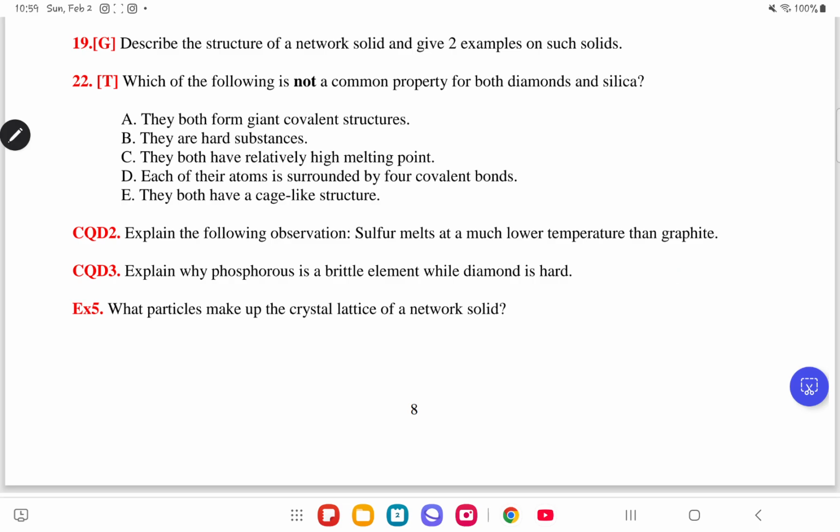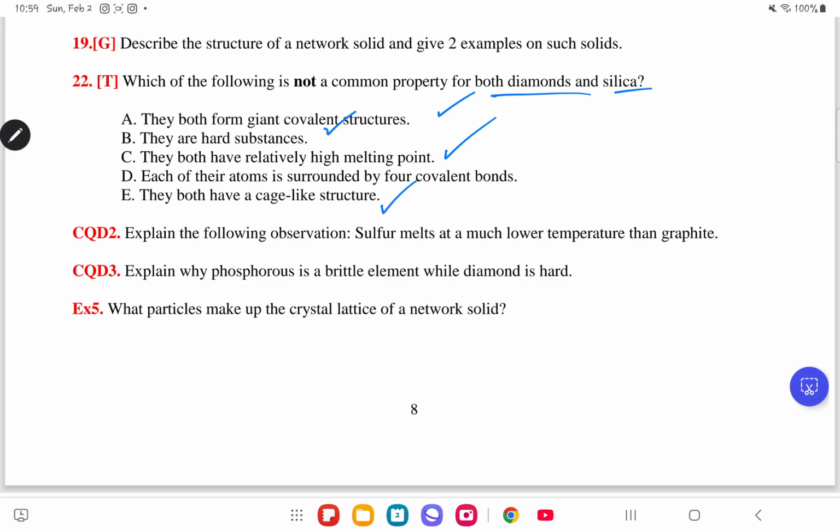Now we move on to CQD22 top. Which of the following is not a common property for both diamonds and silica? So first of all, both diamonds and silica form giant covalent structures. They are both hard substances, okay? They both have relatively high melting points, this is true. They both have cage-like structures, this is also true.